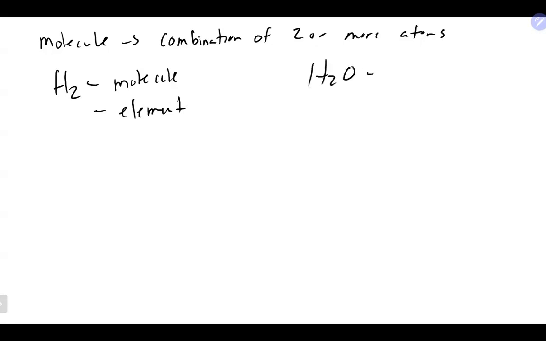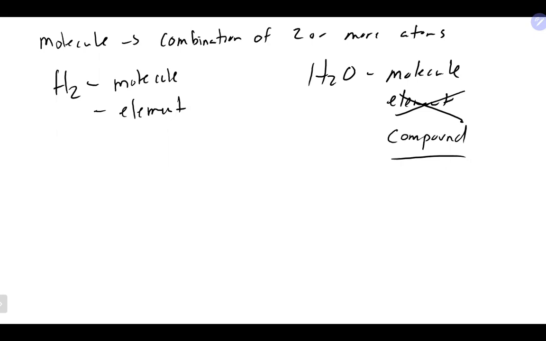H2O is a molecule. It is not an element, because it has hydrogen and oxygen together. So in order for it to be an element, it can only be that one thing. This is, as we'll talk about on the next slide, a compound. And a compound is when you have two or more atoms of different elements together. So that is the major difference. You've got to have two or more atoms of different elements for it to be a compound.